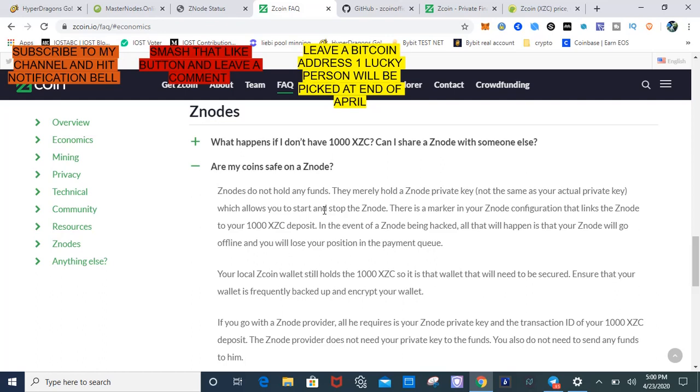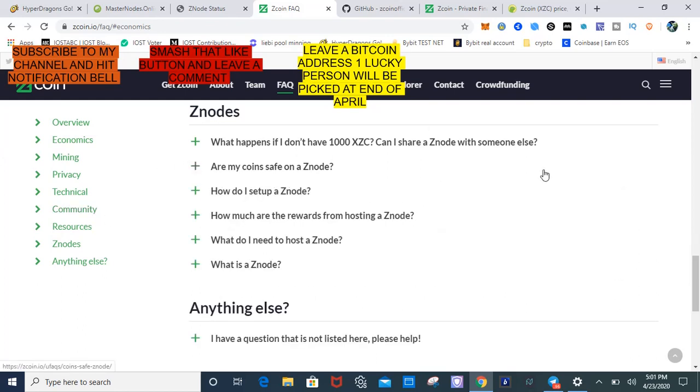So encrypt your wallet, back it up, write down everything, back it up again, and get it off your computer, and you should be fine. If you don't have 1,000 Zcoins, you cannot set up a Znode.